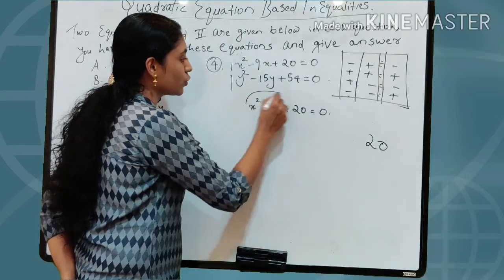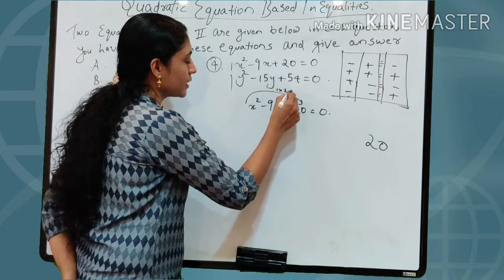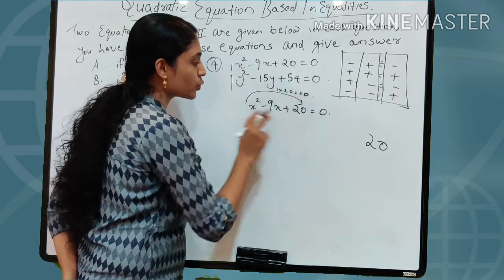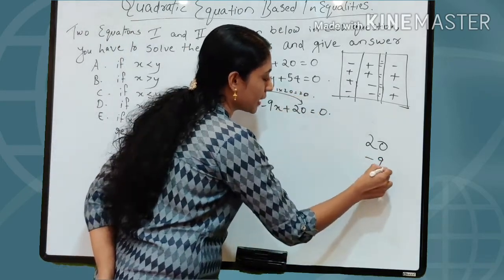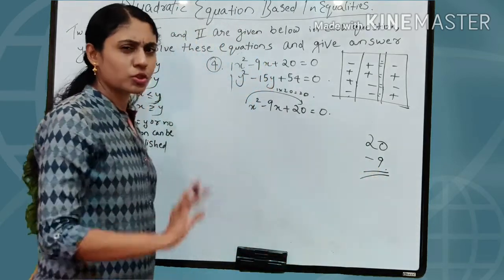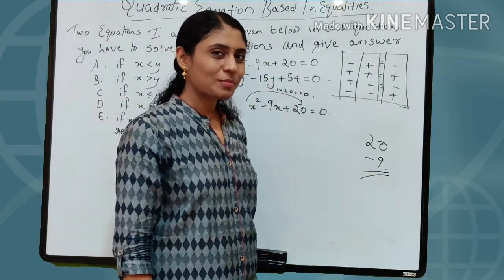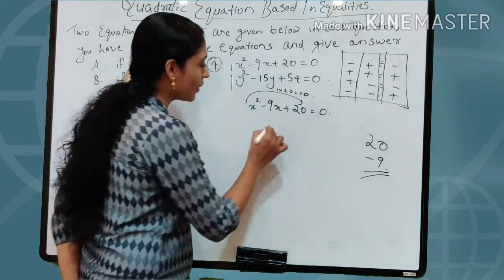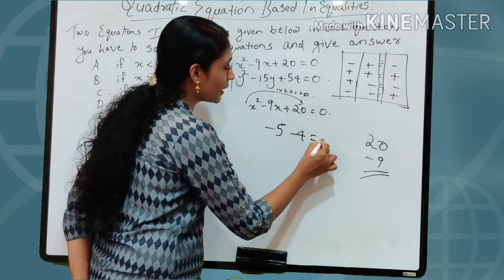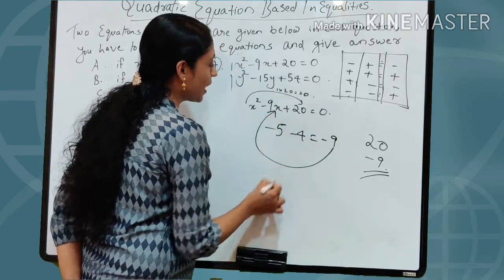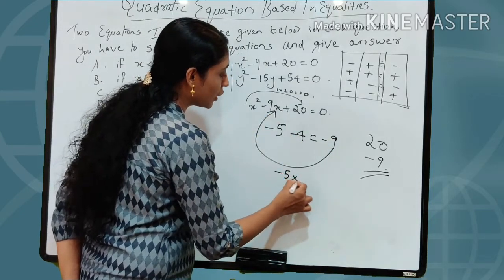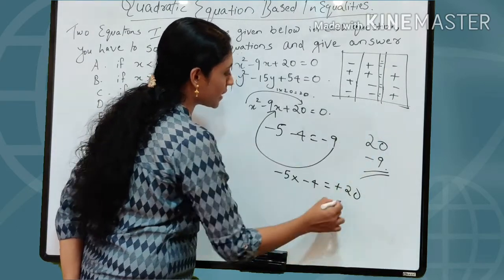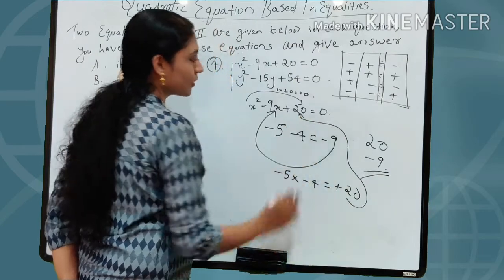Why? Because 1 into 20 is 20, right? And when we add or subtract those two numbers, you have to get the middle term, that is minus 9 as the answer. So which are the numbers? Yes, 5 and 4. Why? Because when we do minus 5 minus 4, we will get minus 9, and that is the middle term. And when we do minus 5 into minus 4, we will get plus 20, because minus minus is plus, and this plus 20 is the constant term, right?